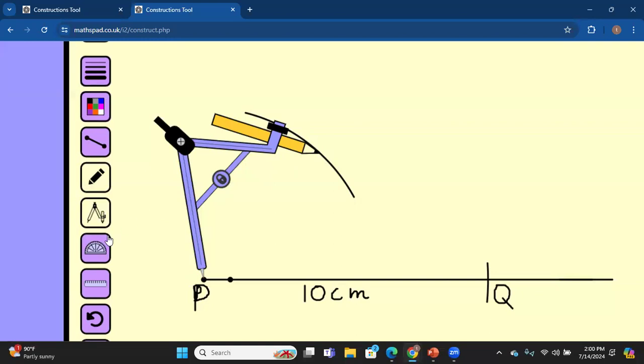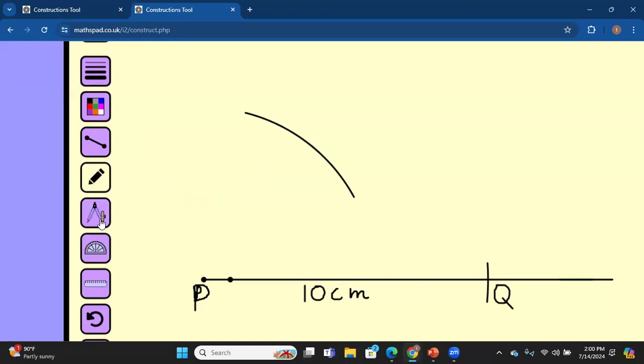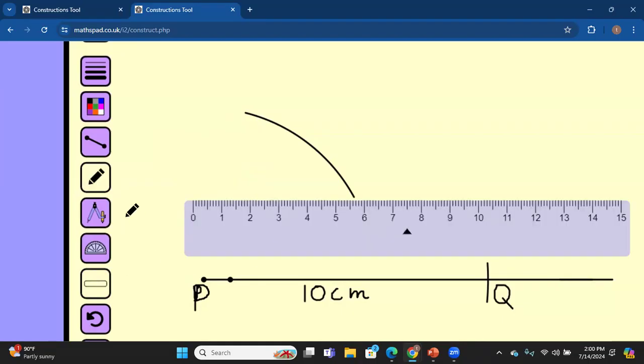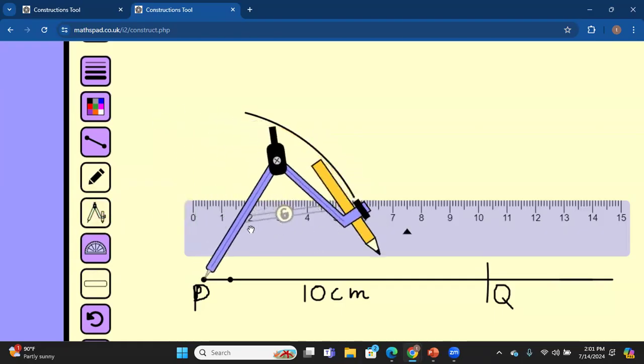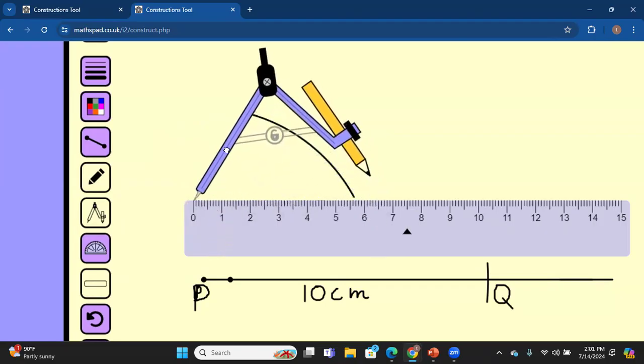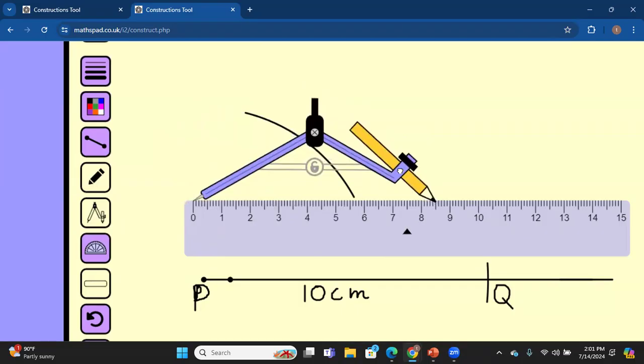Remember they said, do not erase your arcs. So we're going to keep our arcs. And then we know that Q to R is 8.5. So that means that we're going to take our compass and extend it to 8.5 centimeters. We start at 0, and then we go to 8.5, which is right about here, in between 8 and 9. We lock it in.